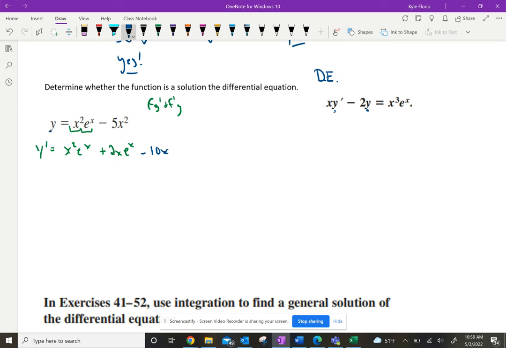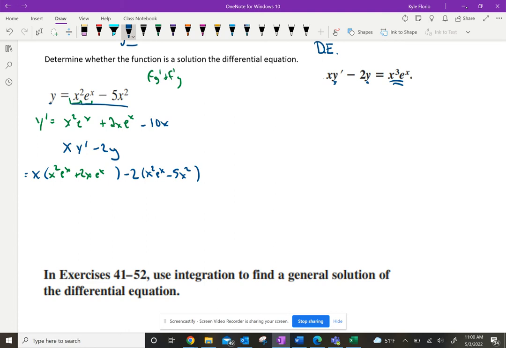Okay, so I'm going to plug that into y prime now. So if I take my differential equation, x times y prime minus 2y, hopefully I get this thing to equal x cubed e to the x. If not, then it's not a solution. So if I take x and multiply it by the derivative of y, that's the same thing as multiplying it by x squared e to the x plus 2x e to the x, minus 2 times y, which we know y from right here is x squared e to the x minus 5x squared.